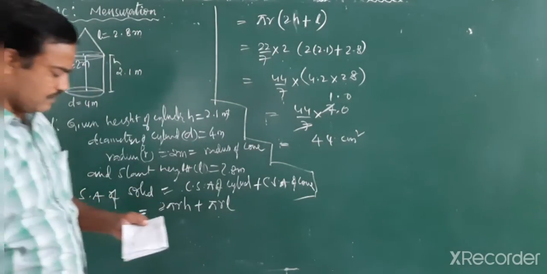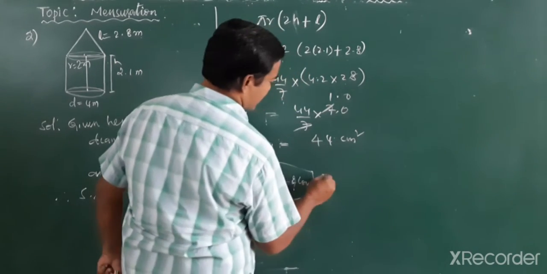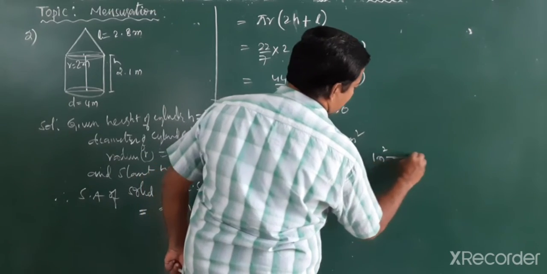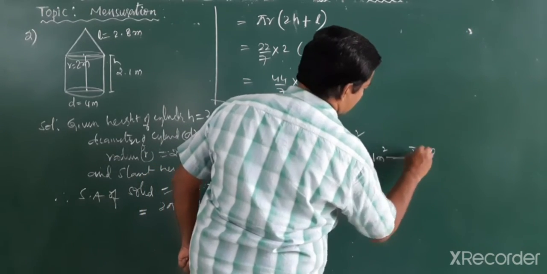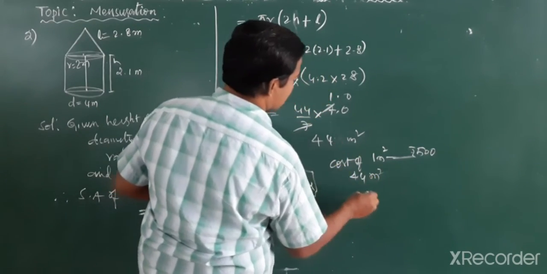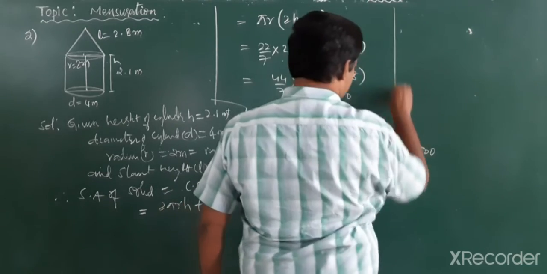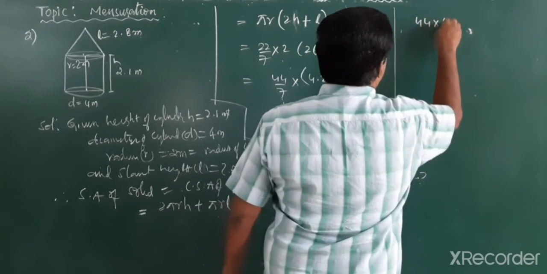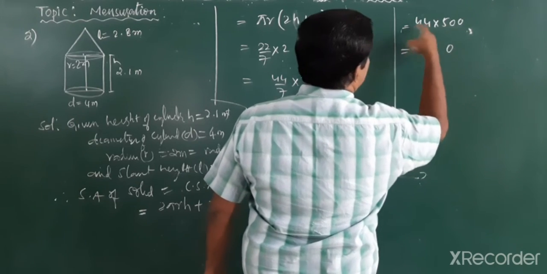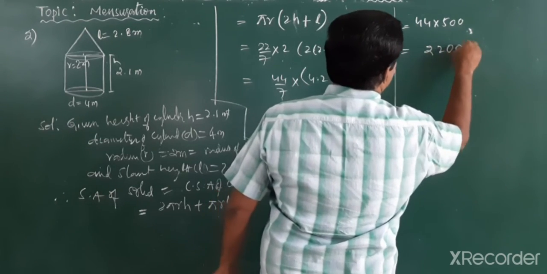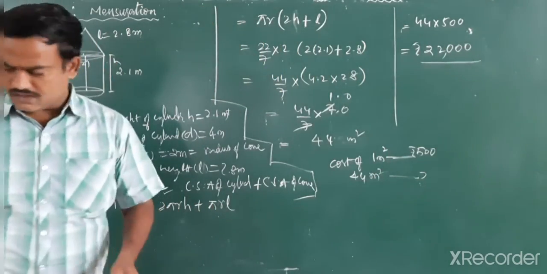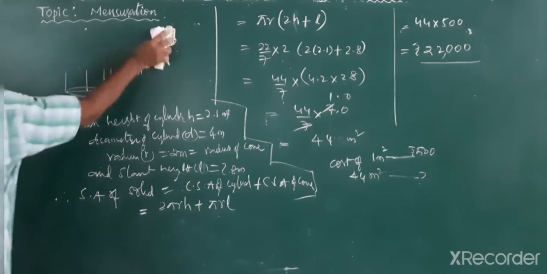Here we have to find the cost. The cost of 1 meter square is 500 rupees. So 44 meter square is equal to how much cost? So 44 into 500 is equal to 22,000 rupees cost. Okay, so now the next, third question.